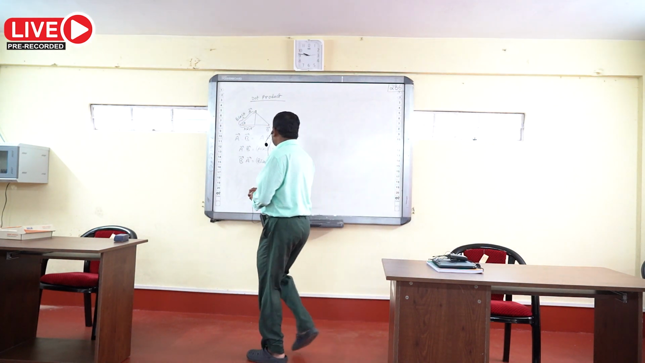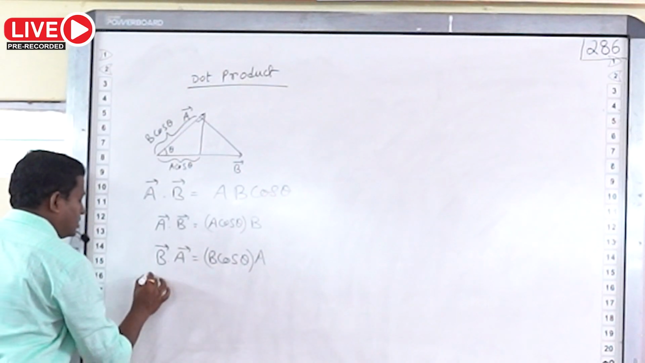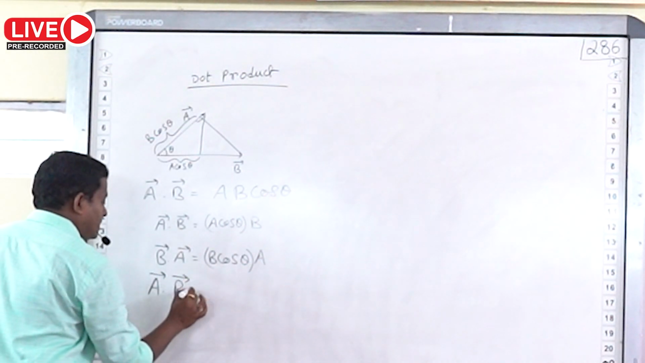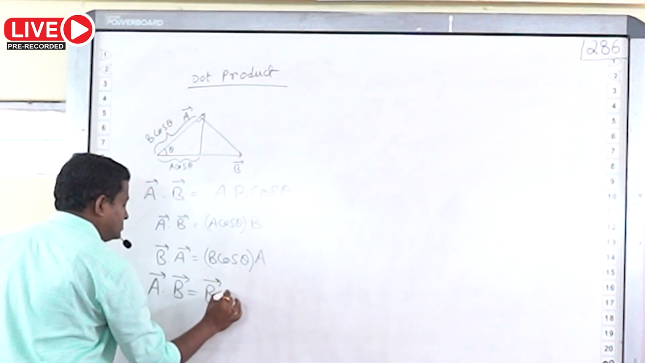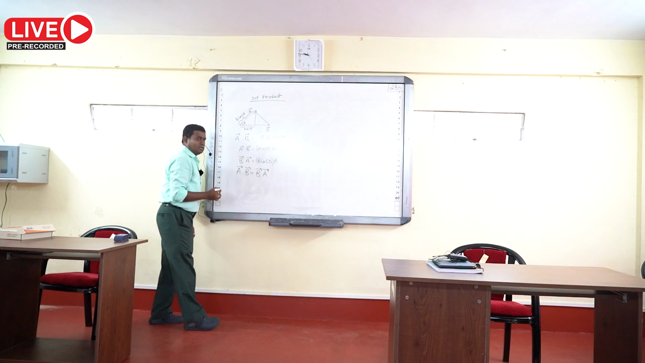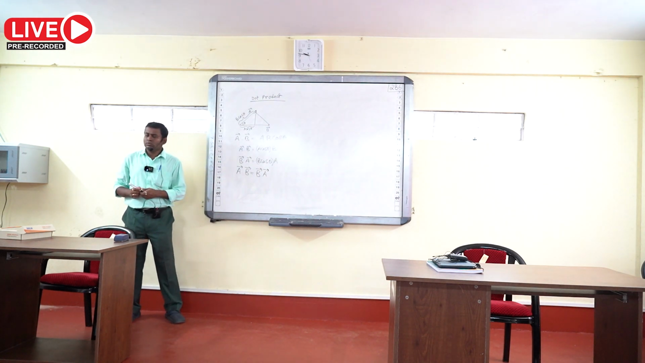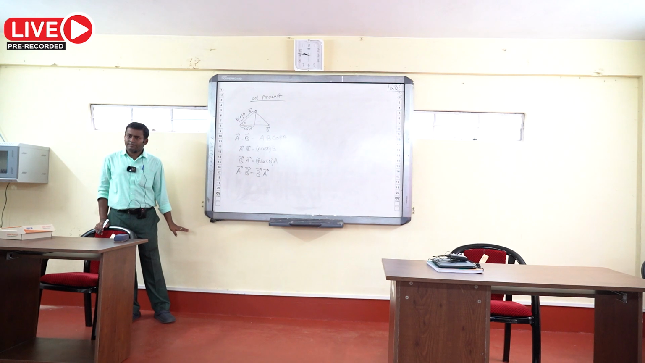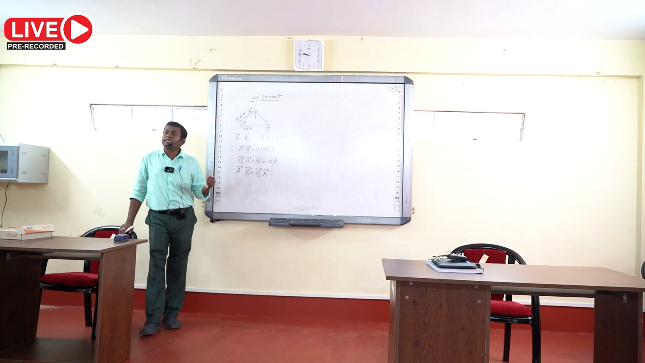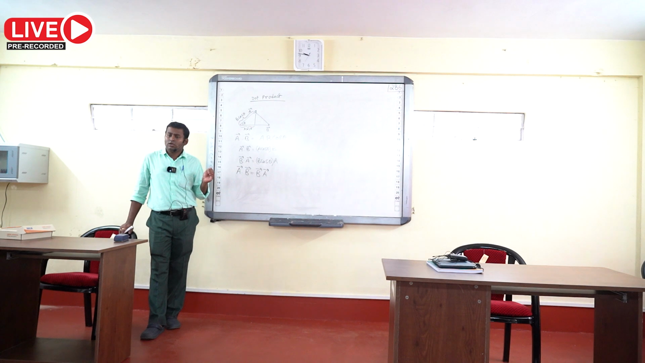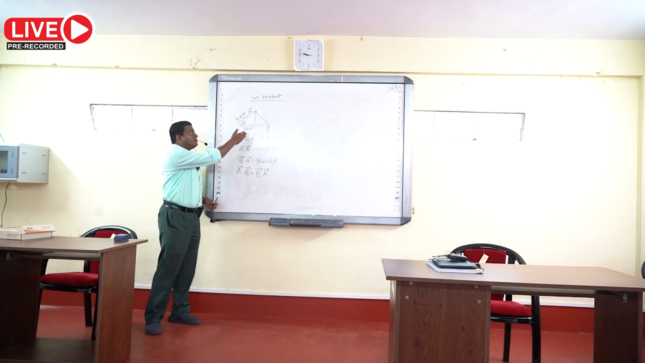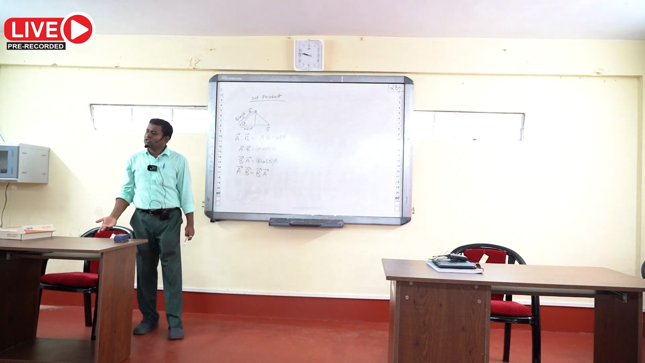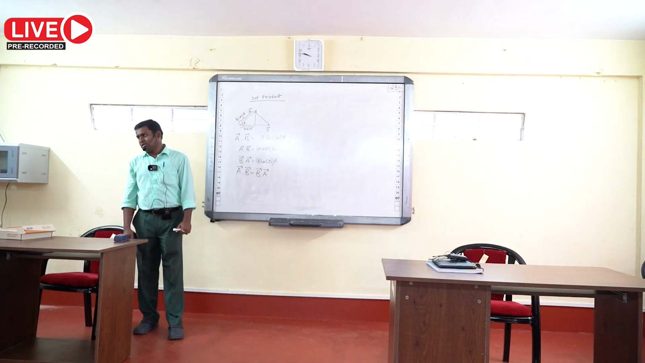Okay, so we can write A dot B equal to B dot A. Now, whether you are taking the component of A along B or you are taking the component of B along A, that does not matter. So since it is a scalar quantity, whether you are going from A to B or B to A, that does not matter. So the result is a scalar.